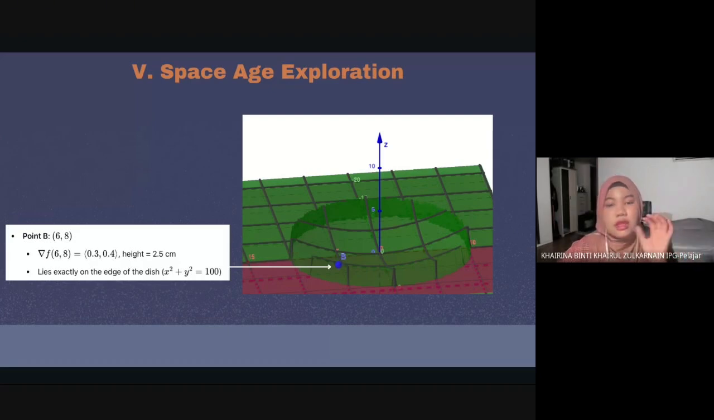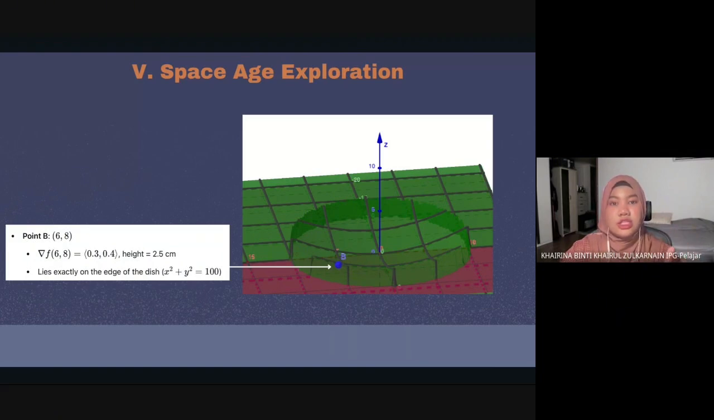So, engineers use these boundary points, like point B, to verify curvature, shape the outer ring of the dish, maintain symmetry for full 360-degree signal capture. Even a small error at the rim can cause signals to miss the receiver. So, this shows the rate of increase in height at that point, essential for shaping the reflective surface angle.